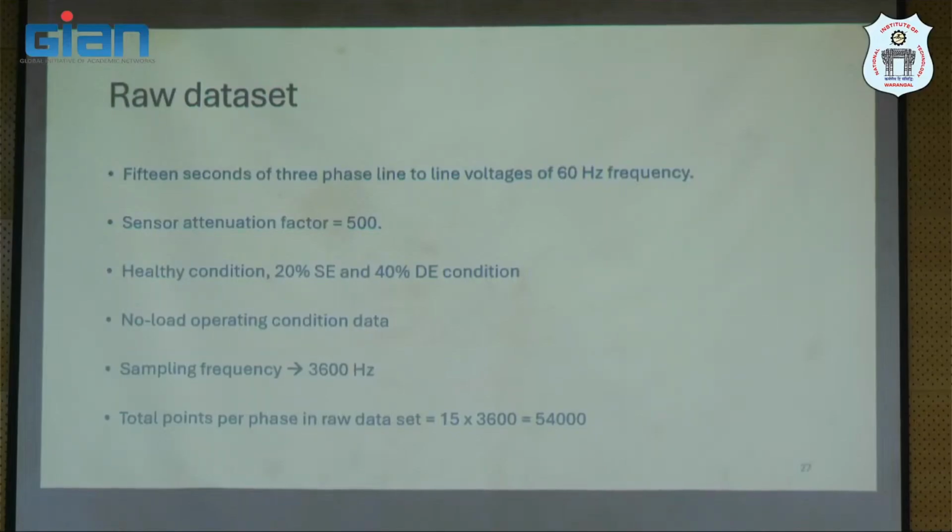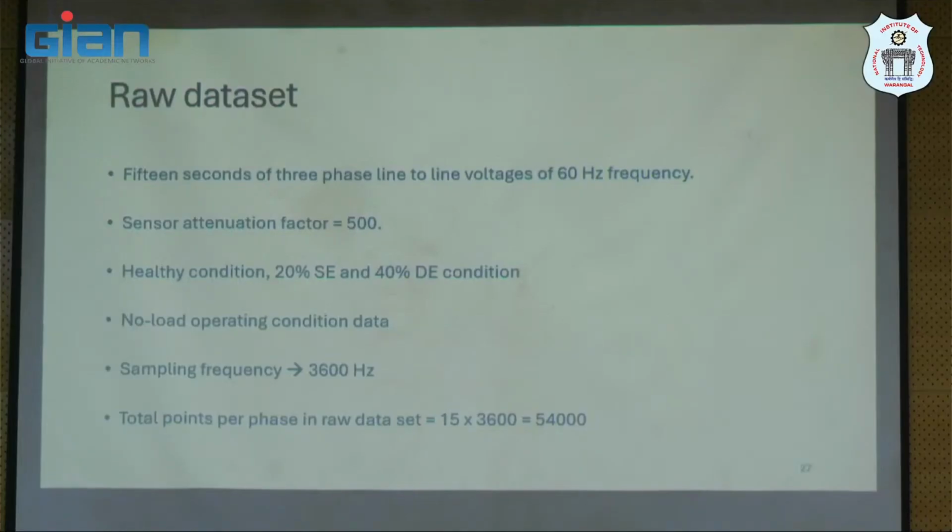And when I collected the data, I sampled my line-to-line voltage at 3600 Hertz. What do I mean by that? My line frequency is 60 Hertz, so for every period, I am collecting 60 data points. One sine wave will have 60 data points. Since I have collected for 15 seconds with a sampling frequency of 3600, I have in total 54,000 data points.